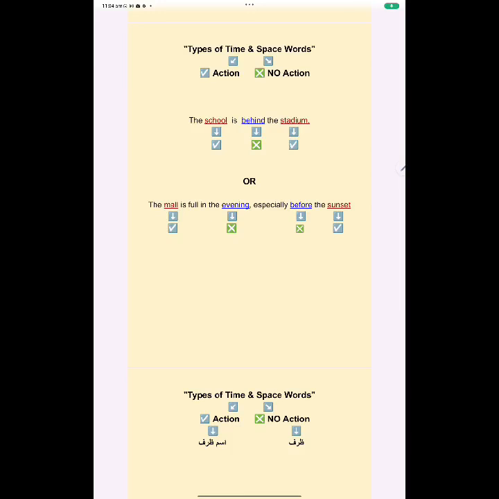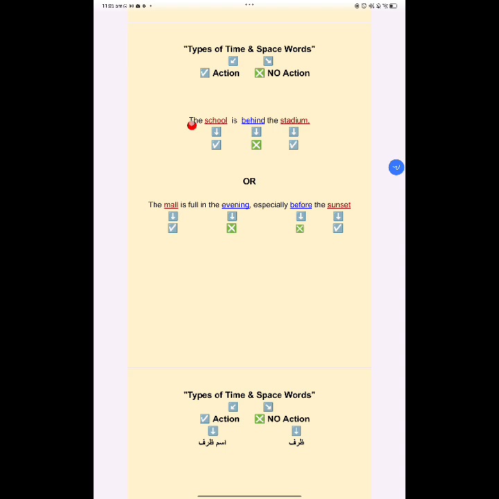Okay, now we know what Zarf Zaman and Zarf Makan are. Now we need to know one more thing about them. Sometimes there is going to be a Zarf Zaman that also gives you an action associated with it. So just by looking at the word, you can infer what action exactly might be going on over there.